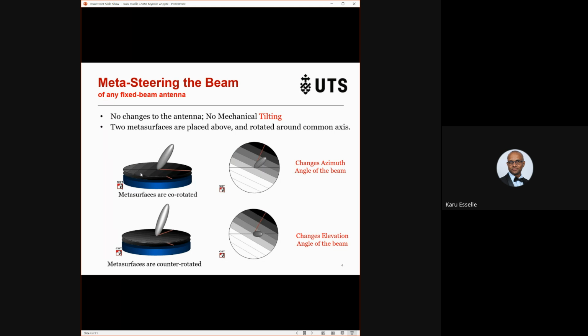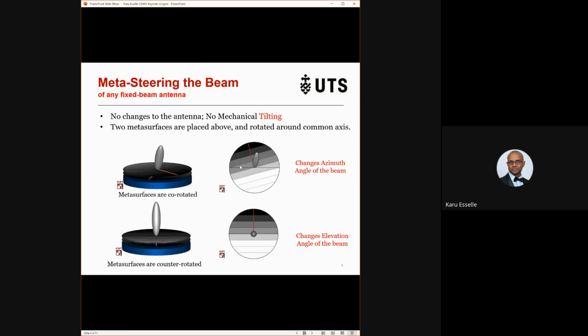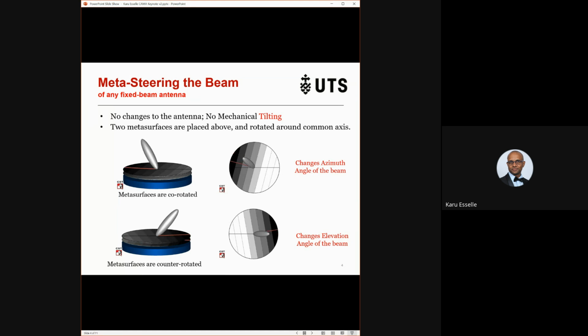and you rotate them. You can see how they are rotated. The top rotation is called co-rotation. Both metasurfaces are rotated in the same direction. So when you do that, you change the azimuth angle of the beam. So the beam goes on a circle, and you don't change the elevation angle of the beam.